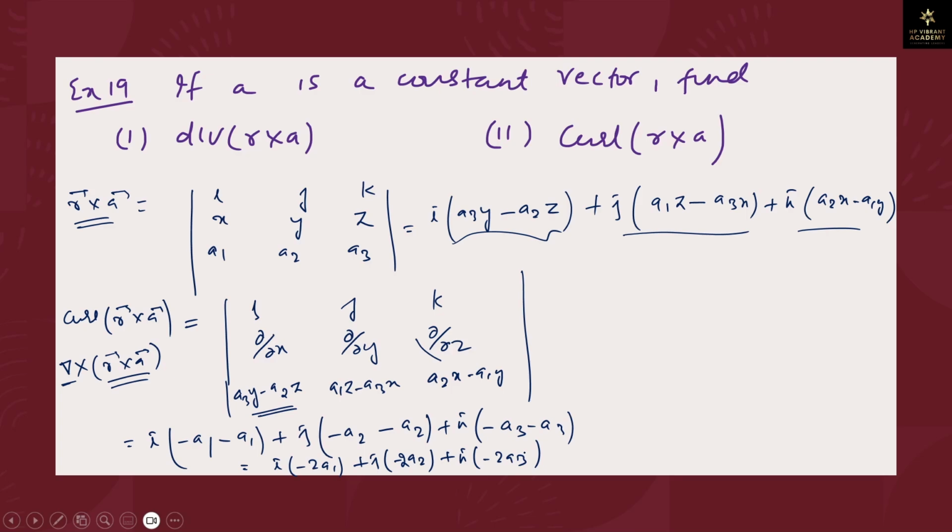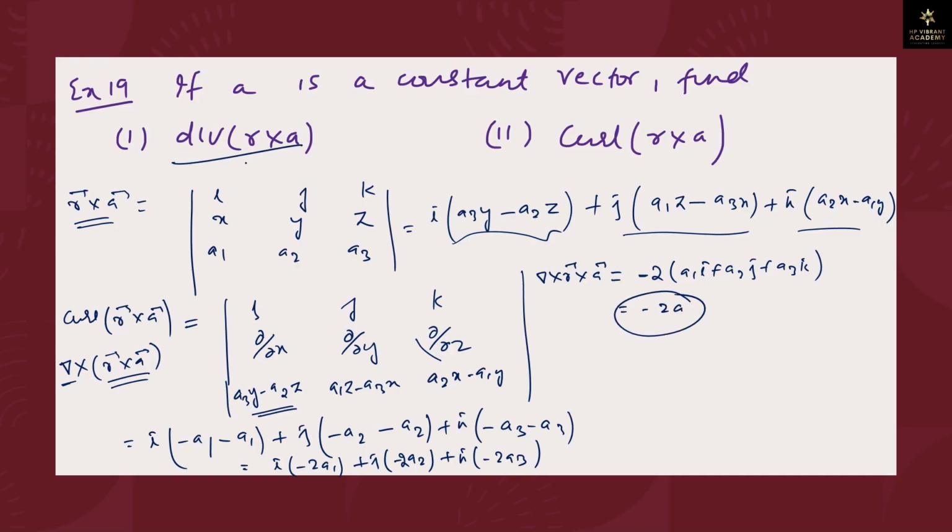So we have del cross (r cross a) vector equal to minus 2 common, so this is a1 i cap plus a2 j cap plus a3 k cap. So this is equal to minus 2a. Okay, the answer is that the curl of r cross a is minus 2a. Now let us discuss question number 20.